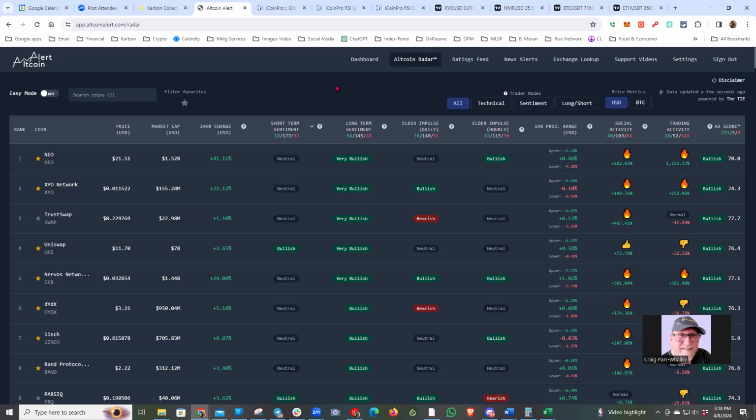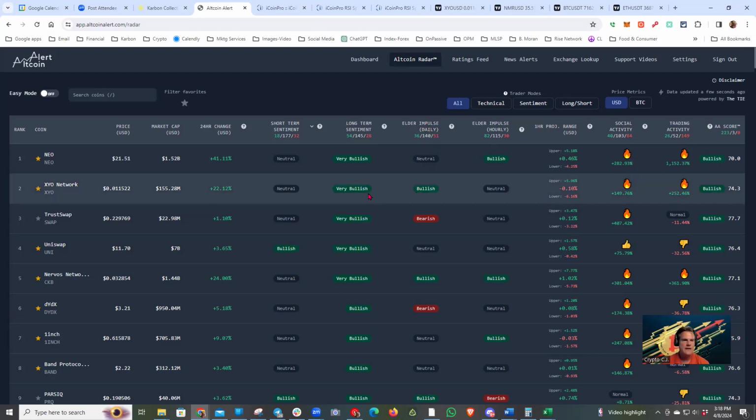And I'm going to match up long-term sentiment with the Elder Impulse Daily. Long-term sentiment is what people are talking about online. Elder Impulse Daily is a technical indicator. When they match up, that's something I want to look at more closely. And we've got moves on XYO, which is good. I have a little bag of this.